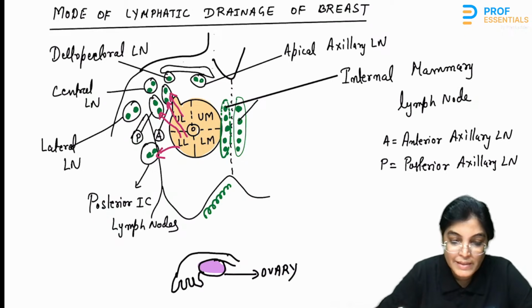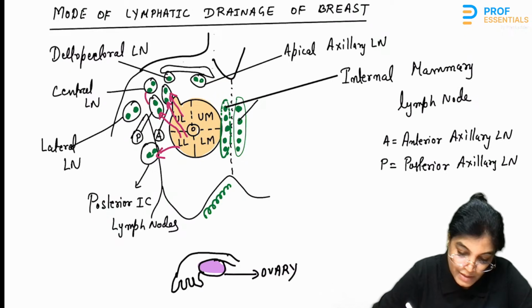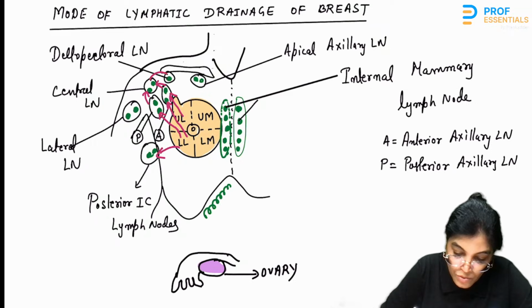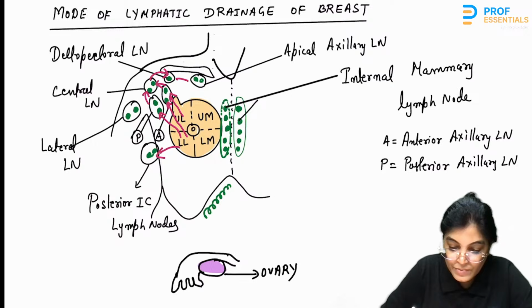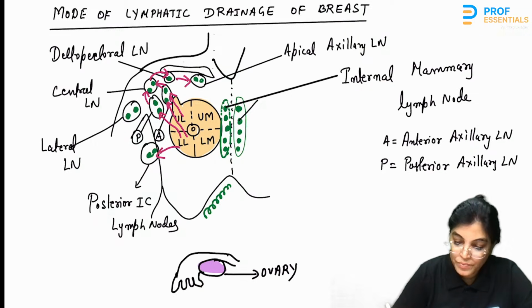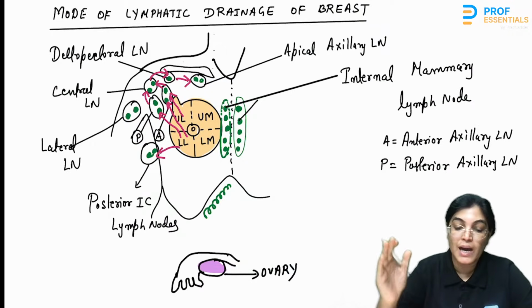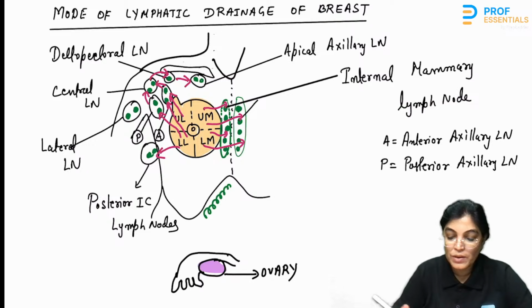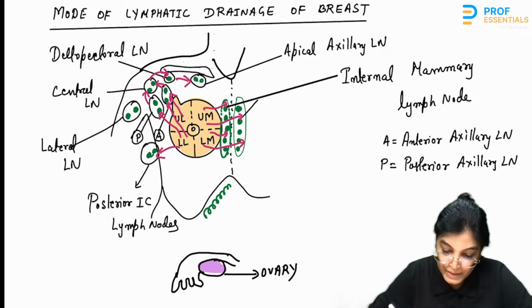Now from this, it will reach the central. Then it will go to the deltopectoral, and then it will go to the apical, as you can see here. And also from the upper and lower medial quadrants, it is going towards the internal mammary. A few will also cross, as you can see. And from the lower medial quadrant, the lymphatics will go here.